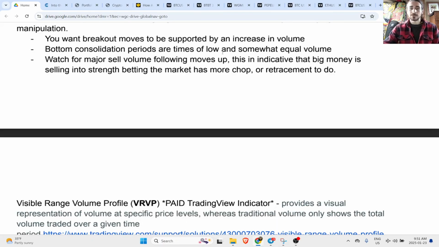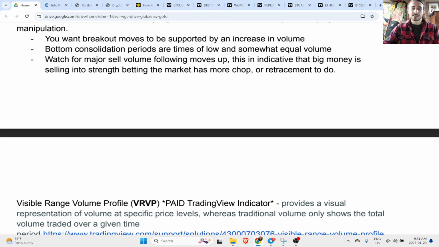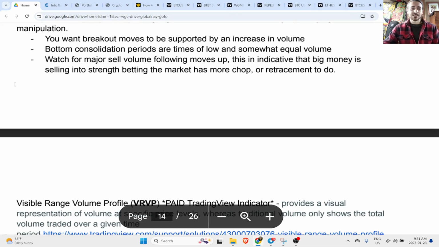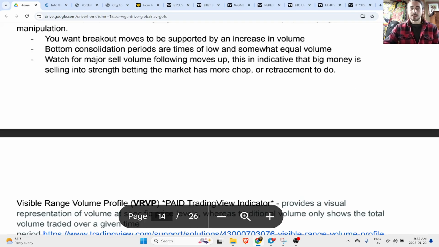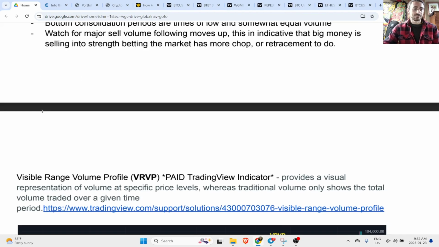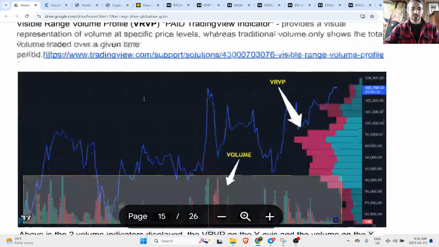They're oftentimes of low and somewhat equal volume. And then we're going to watch for major sell volume following moves up. Generally, if you see price coming off highs, moving up into resistance, and then selling off in a lower high, that shows you that some traders are expecting more downside and they're using that opportunity to exit their position, hopefully in profit, before the ultimate continued downtrend. And that'll just show up on your chart.